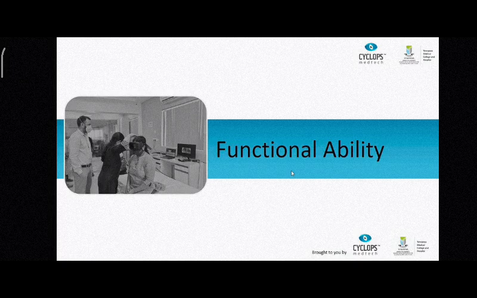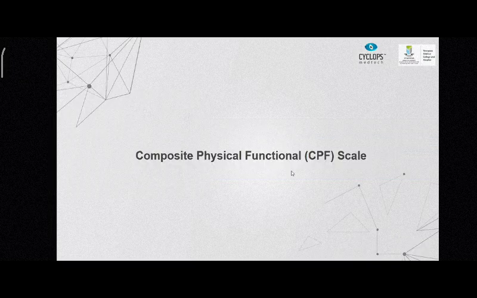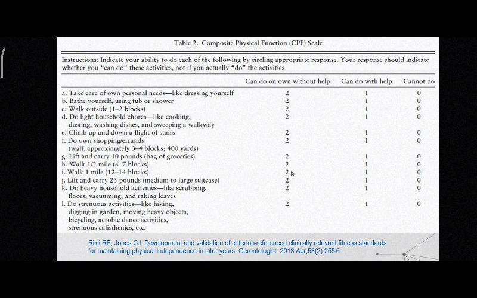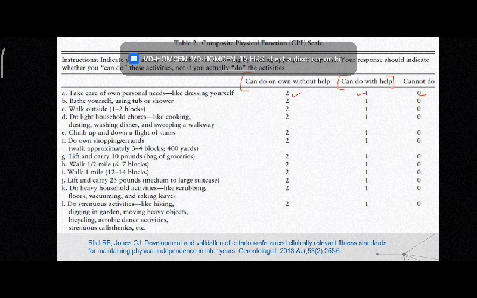So coming to the first thing, screening a patient, starting with the Composite Physical Functional scale. In this scale we have 12 different questions, and if the patient is able to do it, we give a score of 2. If a patient can do it but needs some help, we give a score of 1, and if the patient is not able to do it, then we rate them as 0. The first question is, can he take care of his own personal needs like dressing himself? If he is able to do so, then we write the score of 2, and so on.